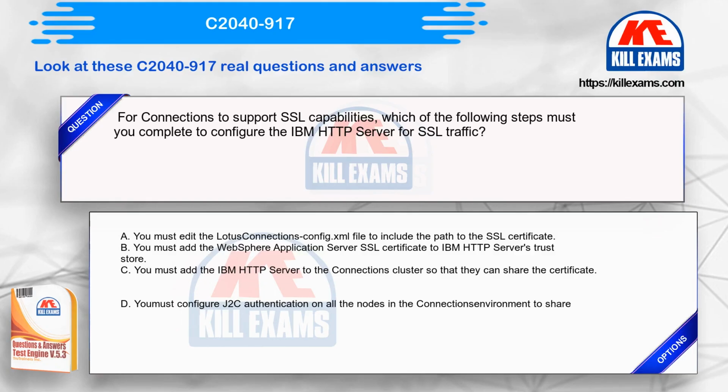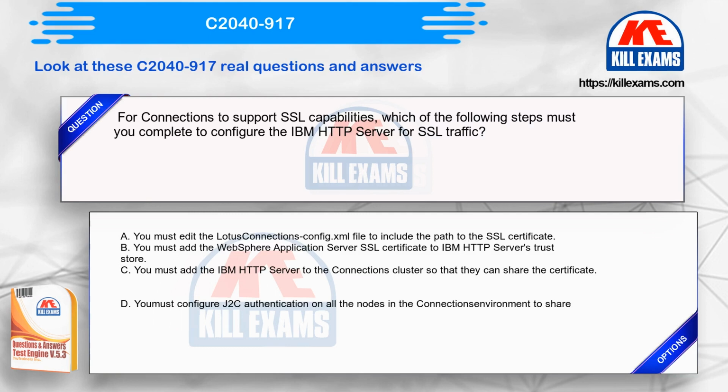For connections to support SSL capabilities, which of the following steps must you complete to configure the IBM HTTP server for SSL traffic? Option A. You must edit the Lotus Connections config.xml file to include the path to the SSL certificate. Option B. You must add the WebSphere application server SSL certificate to IBM HTTP Server's Trust Store.